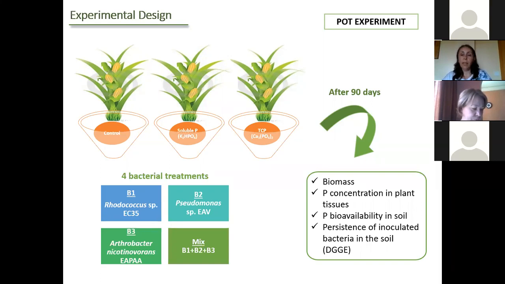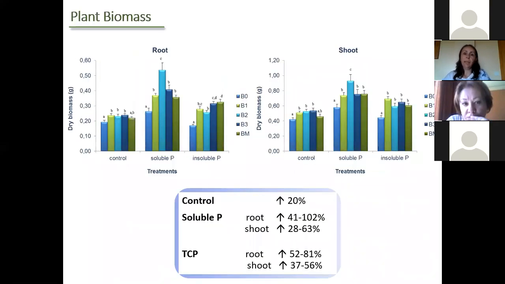And after 90 days, we determined some parameters, including the biomass, the accumulation of phosphorus in plant tissues, the bioavailability of phosphorus in the soil, and the persistence of inoculated bacteria in soils by DGGE. And as you can see here, in terms of biomass, in the case of the control soils where we didn't have any kind of fertilization, we have increases in the average near 20% when we applied bioinoculants.